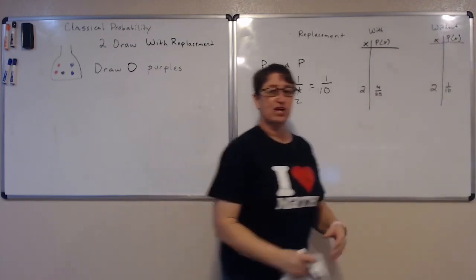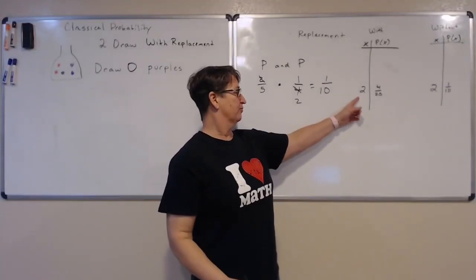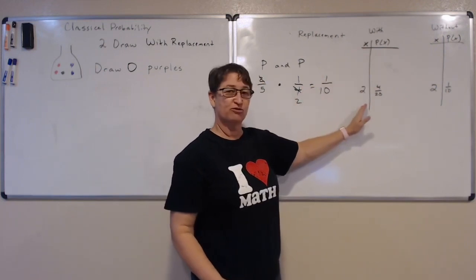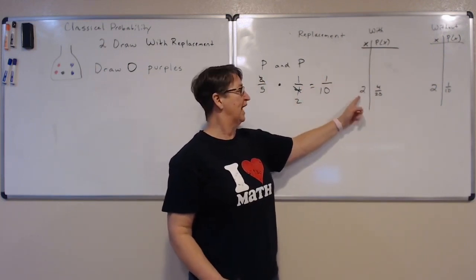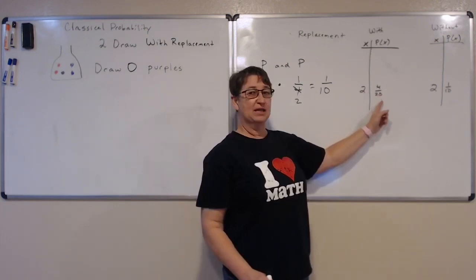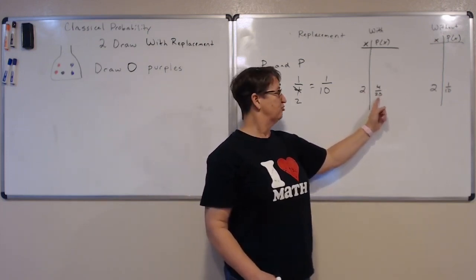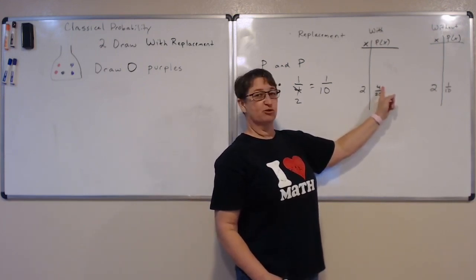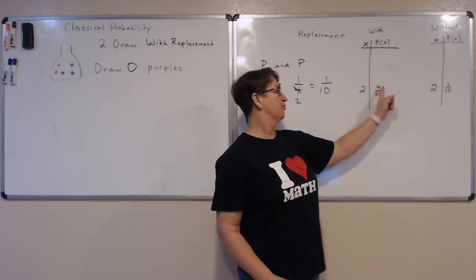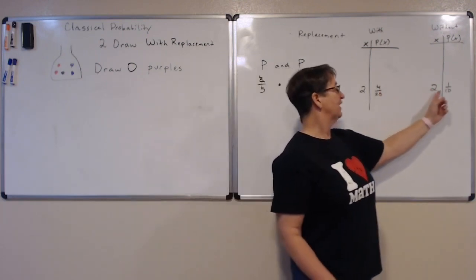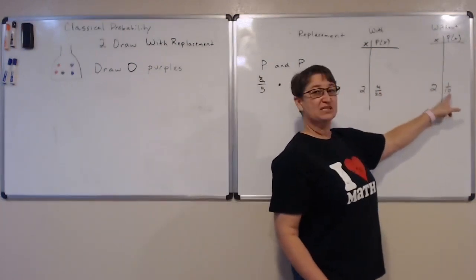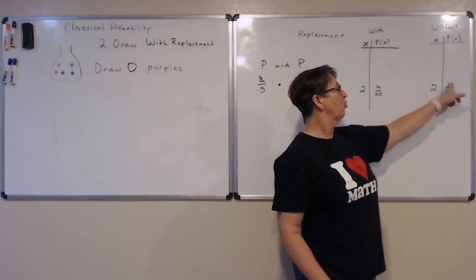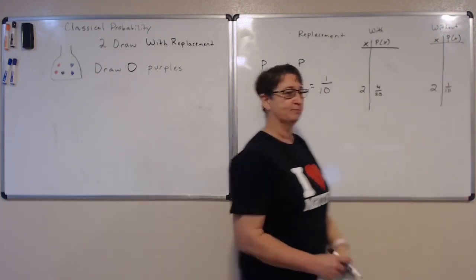So we started this yesterday, making a table, and we talked about the random variable being the number of purples that come out. So now all I'm going to do today is add that probability to it. So if I did the experiment 25 times, I would expect the frequency to be 4, where I got 2 purples. And here, if I did it without replacement, if I did the experiment 10 times, then I would expect to get 2 purples 1 time. My frequency there would be 1.